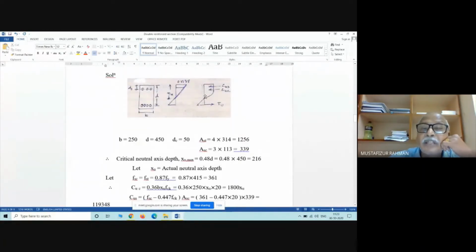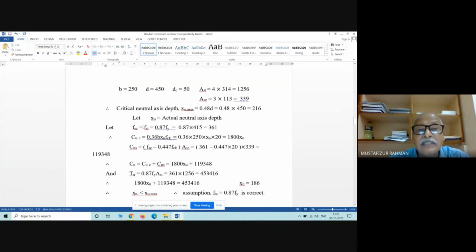So this diagram adopted, we are to find out the CUS, ultimate compression in compression steel, CUC, ultimate compression in concrete, and C is equal to CUC plus CUS, which equals the tension CUT. These expressions we have obtained. Now let XU be the actual neutral axis depth.